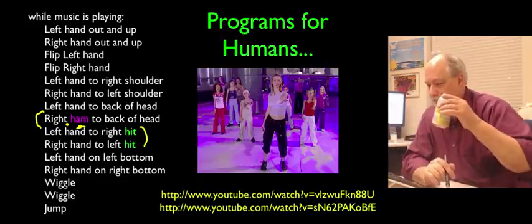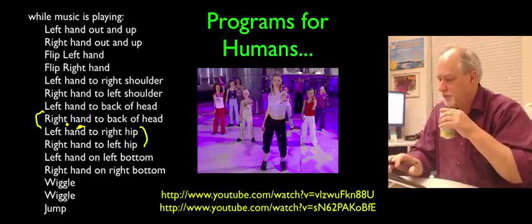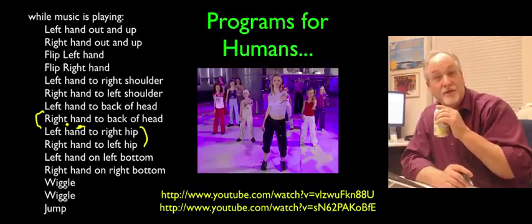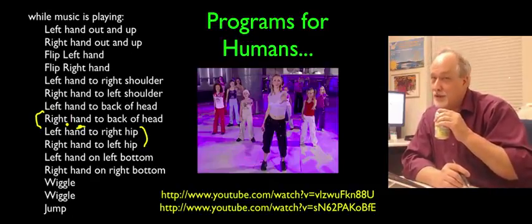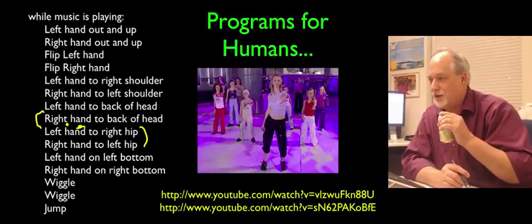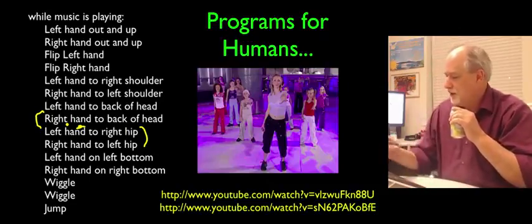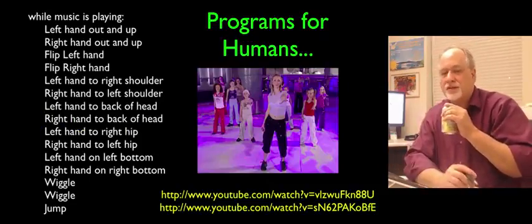cannot, right? So we have to fix these bugs, and we have to say right hand, and we have to say hip when we mean hip. So we have to be explicit. Computers do exactly what we say. They don't do what we mean to do. So let's clear that. Here's another example.